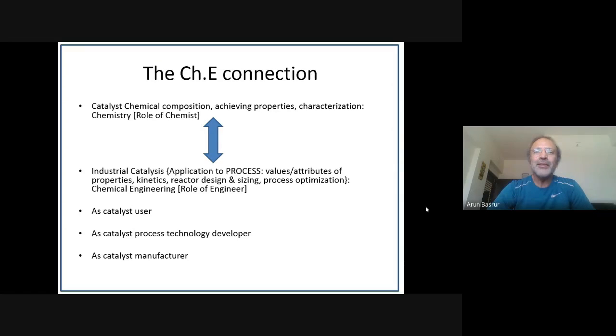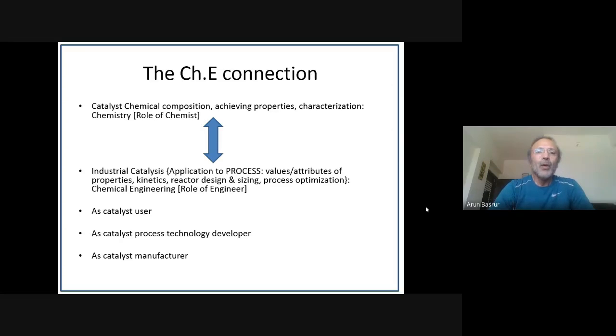So where does the chemical engineering connection come in? So when a chemist whose basic education is chemistry comes out with a catalyst formulation, the focus is more on composition, achieving properties, and characterizing the material. It is important to characterize the material for two reasons. One is to be able to improve and make better catalysts, and secondly, when the catalyst is manufactured, one needs to have some means of quality control or quality assurance. So the characterization, which is a determination of all the properties, is useful for these two ends.